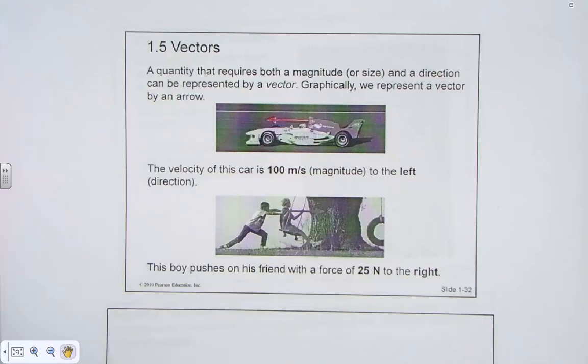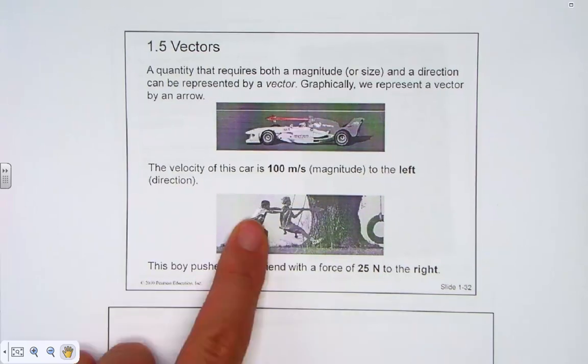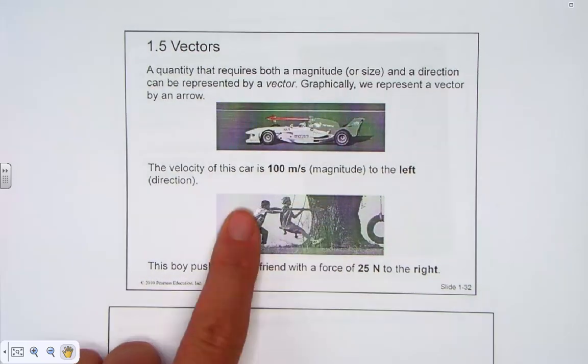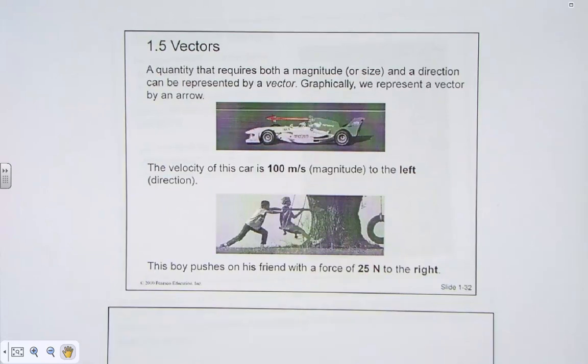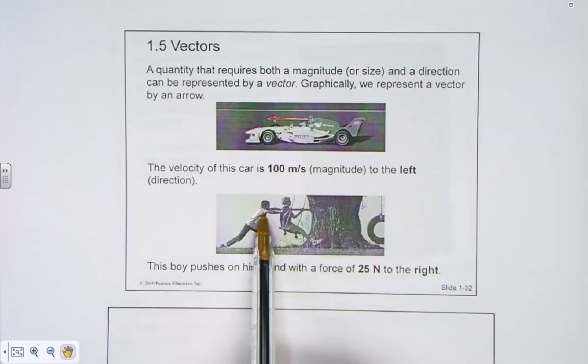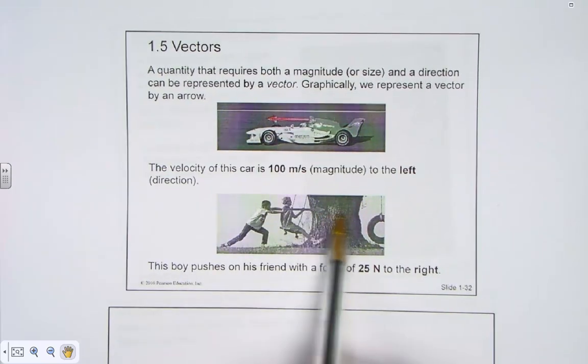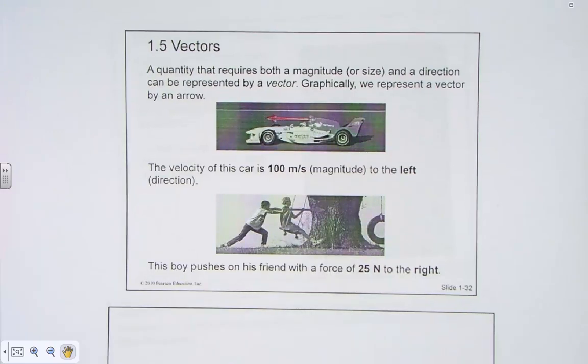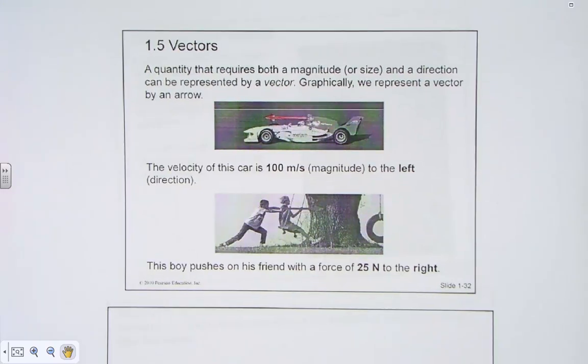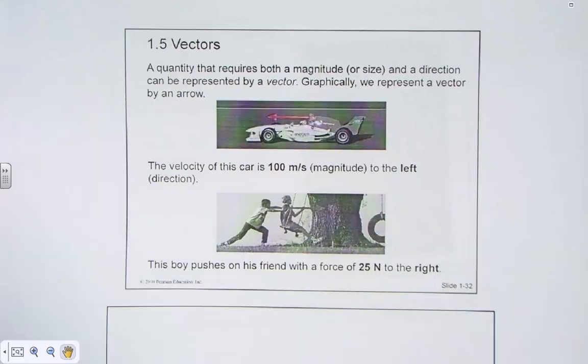The boy pushing his friend with a force of 25 newtons to the right. The term newton is a metric unit for the measurement of force. Little boy is pushing another kid on a swing with a certain amount of force. The force is measured in a newton. Since it is moving in the east direction, the positive direction, we've turned the force into a magnitude or a vector indicating the direction is right.